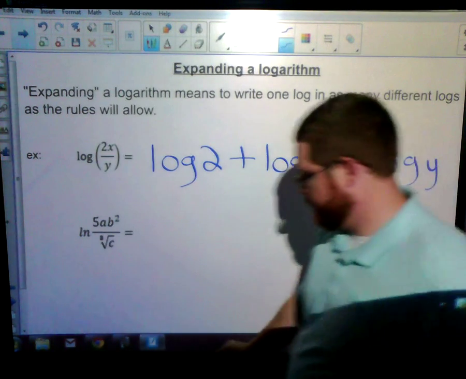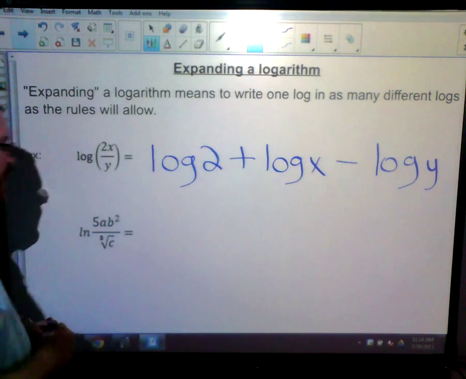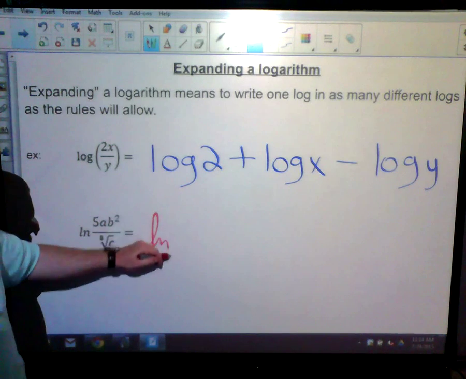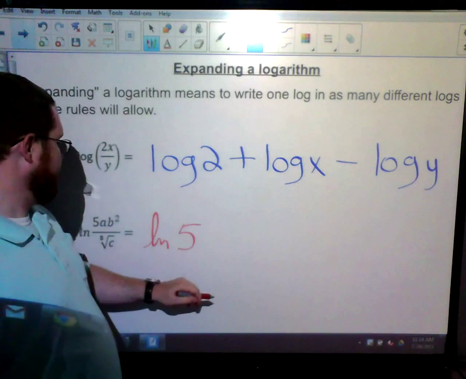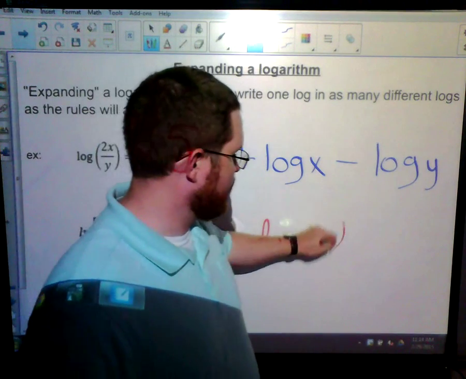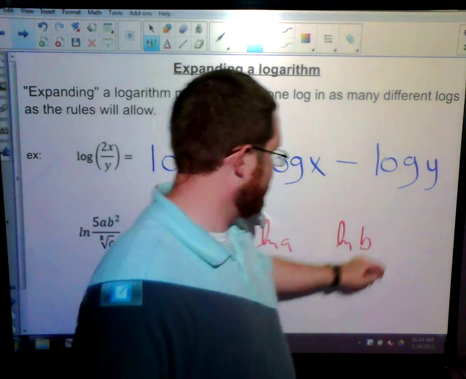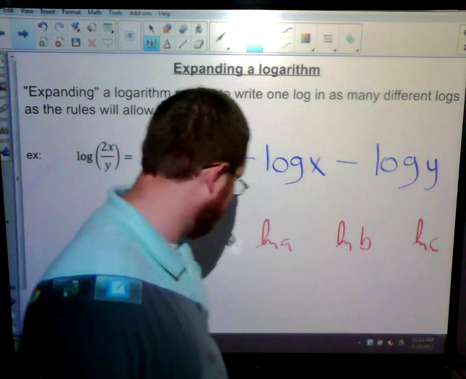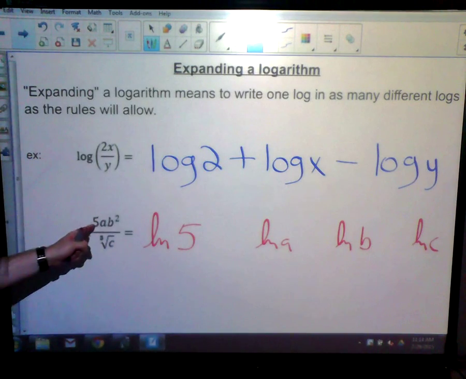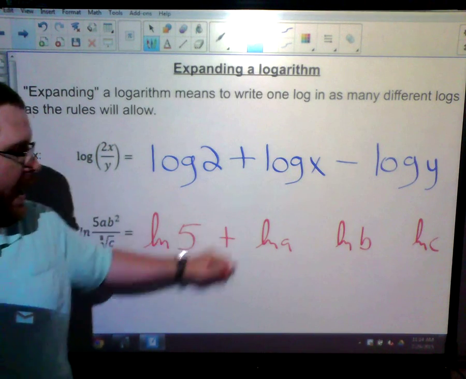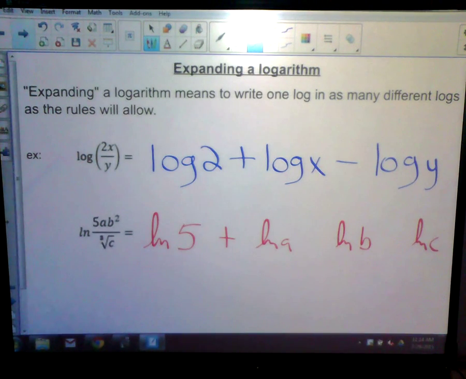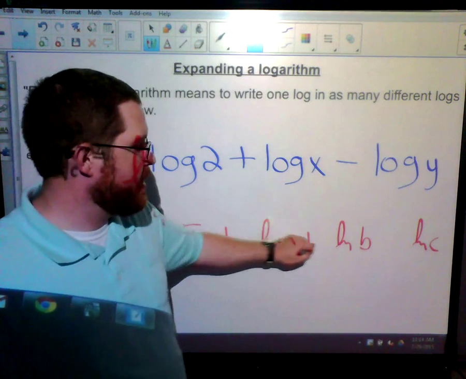How about down here? Even though it's natural log, it's the same thing. How many logs do I have? I have 4: natural log of A, 5, natural log of A, natural log of B, natural log of C. What's the 5 and the A doing to each other? They're multiplying, so I add them. What's the A and the B doing? They're multiplying, so I add them.